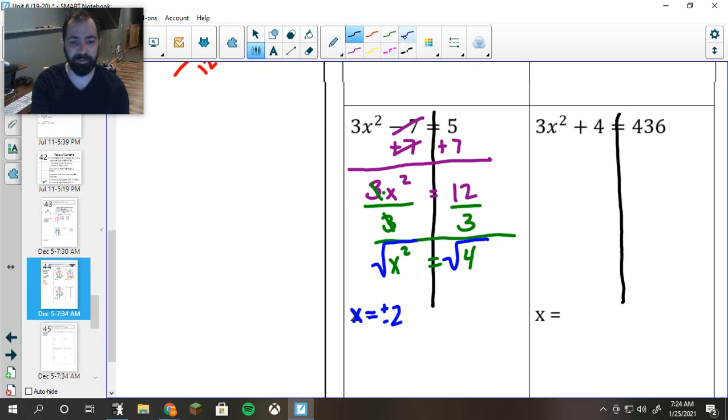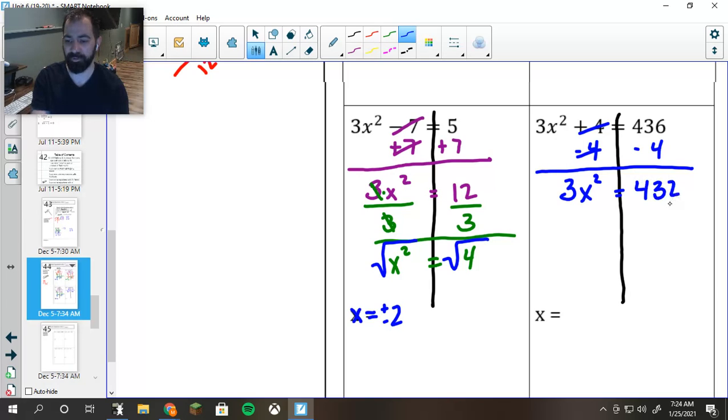We have to get rid of this plus 4 first, so we're going to subtract 4. It's a big number over there, isn't it? Well, let's figure it out. 4 minus 4, left with 3x squared equals 436 minus 4 is 432. Still a big number. Okay, well, let's get rid of the times 3 by dividing.